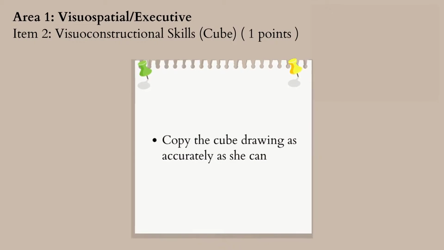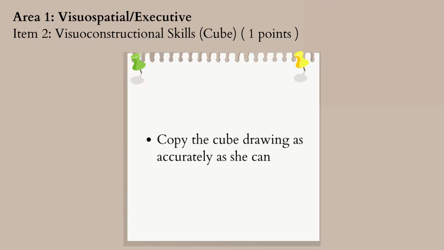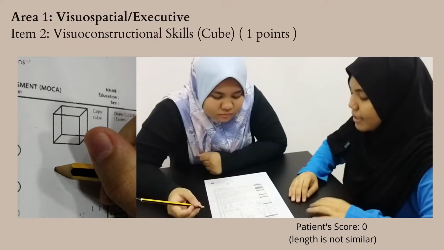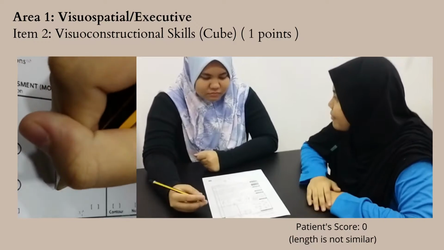The second item for the first area is visuoconstructional skills, cube, which has 1 point. In this item, the patient needs to copy the cube drawing as accurately as she can. Okay, next, you must draw a copy of this cube as accurately as you can.